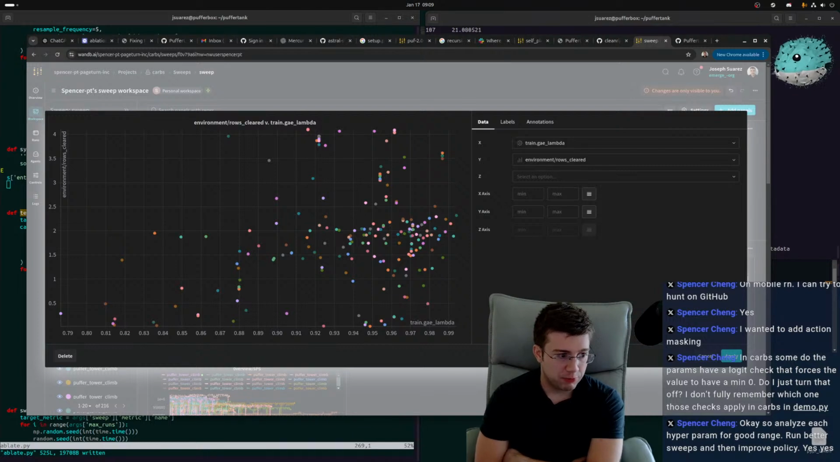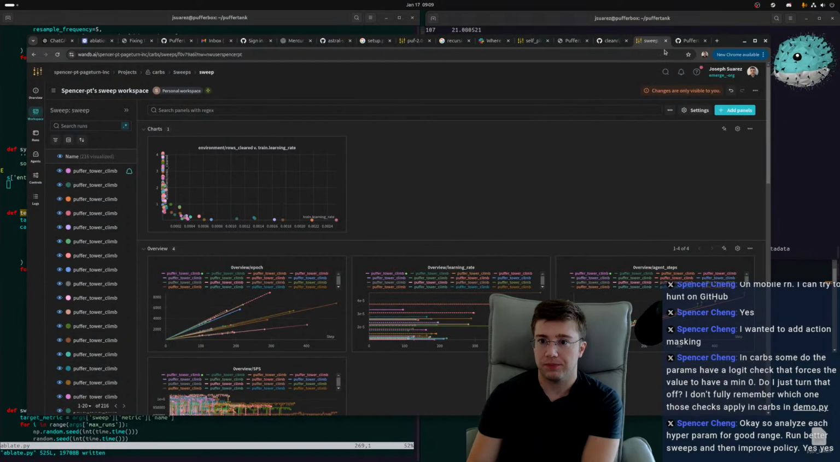Analyze each hyperparam for good rain, run better sweeps, and then improve policy. Yes, exactly. And let me know if you need help with the policy, but it should be very easy. The only thing you've got to make sure is that you don't blow up. If you implement your policy and it goes to 2 million parameters or something, then you've done it wrong. But there you go.